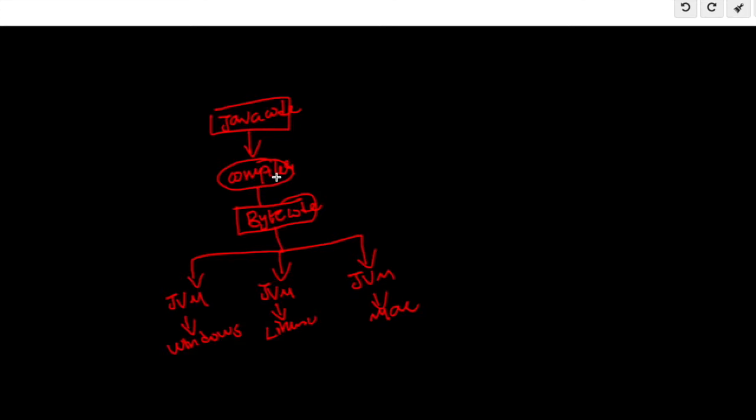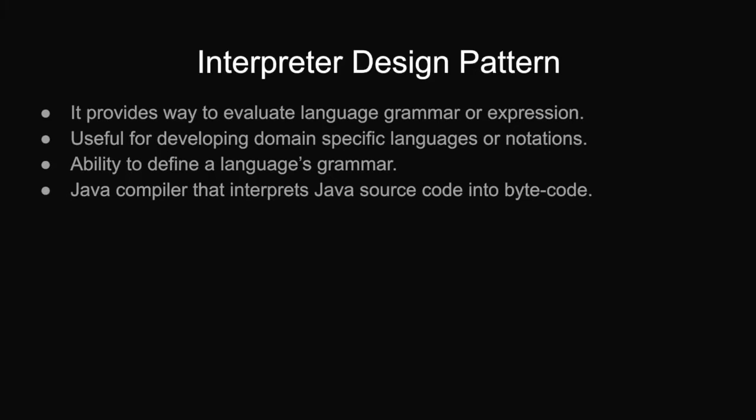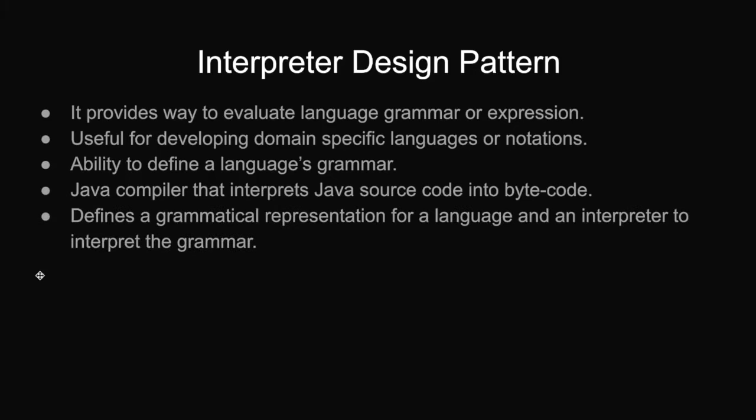So here, the interpreter in the compiler is used to convert Java source code to bytecode, and then the interpreter in the JVM is used to execute the bytecode on various platforms. So in real life itself, we use interpreters at various points. The interpreter pattern defines a grammatical representation for a language and an interpreter to interpret the grammar.